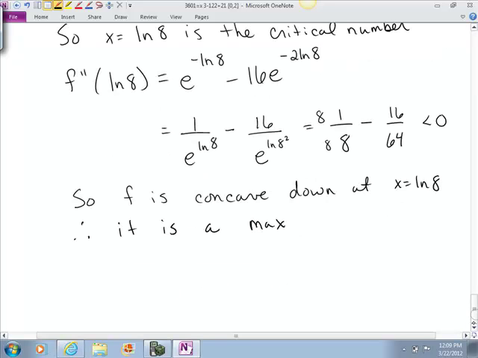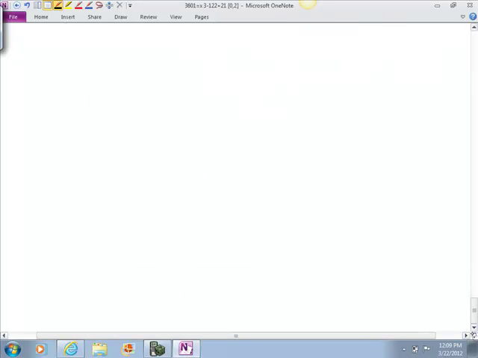On 4.6. Okay. Number 22. 4.6, number 22. Y equals x squared times (x minus 4) squared. Transition point, so we want to just do everything on this one.